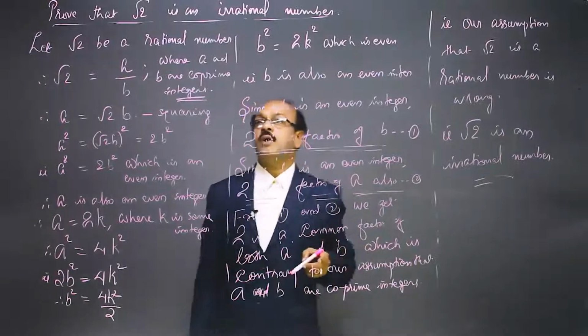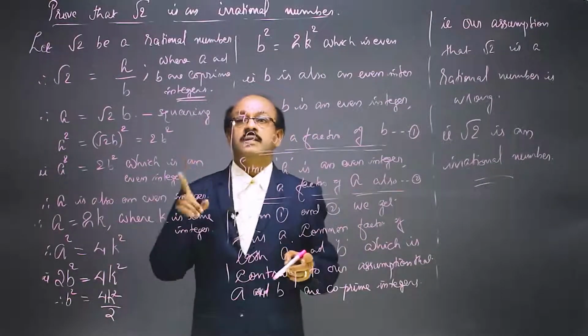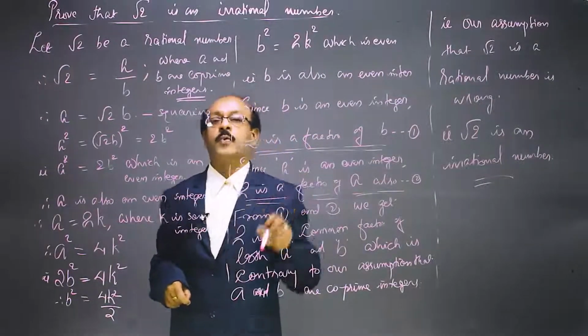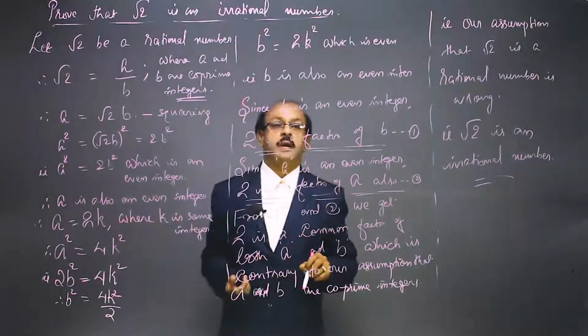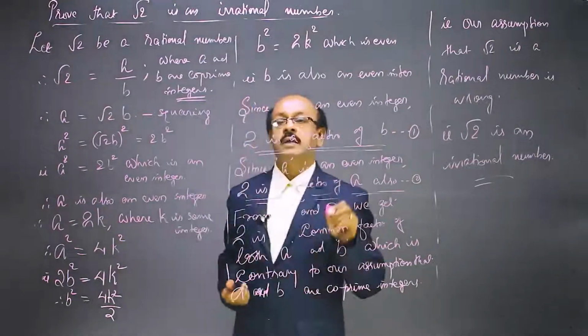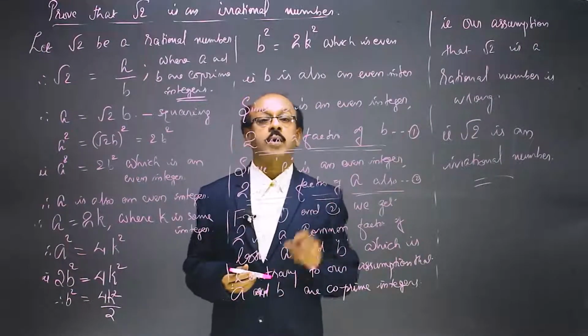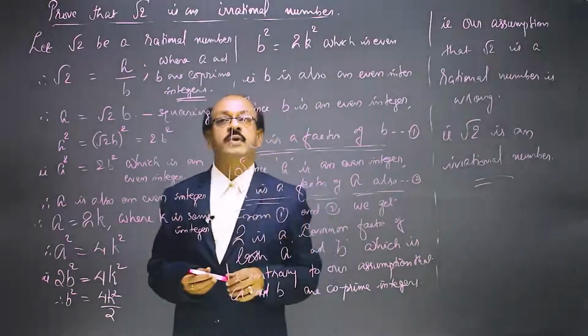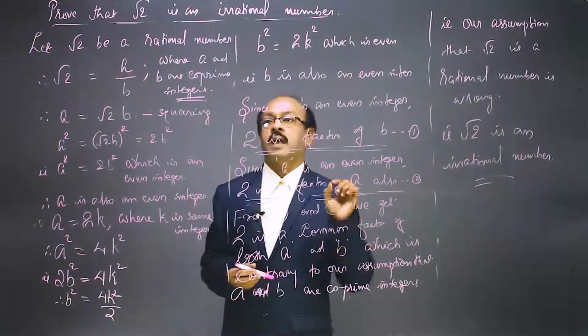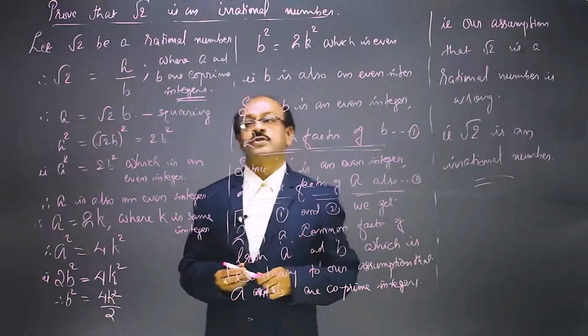Here, first of all, we are assuming that root 2 is a rational number. If possible, let root 2 be a rational number. If root 2 is a rational number, then it can be represented in the form a by b, where a and b are co-prime integers. That assumption is very, very important. We are assuming that a and b are co-prime integers.